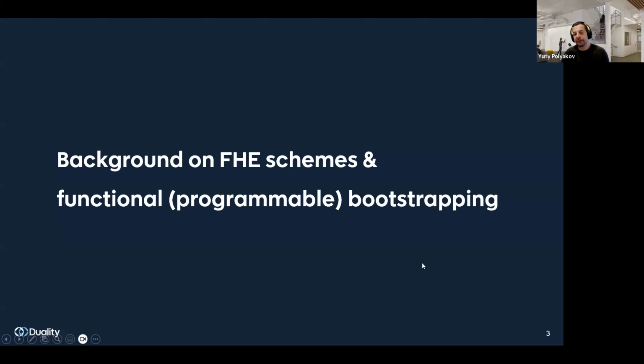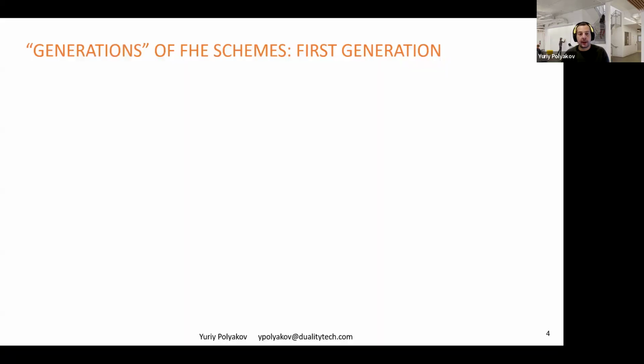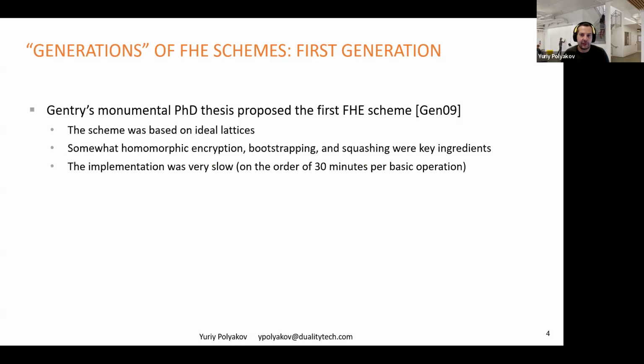So first, we'll start with some background. I'll use the, I would say, debatable term of generations. I know not everyone agrees with this term, and it can be a little bit subjective, but it still helps us understand the evolution of FHE schemes, and also it will make it easier to understand why we decided to propose the scheme I'm going to discuss.